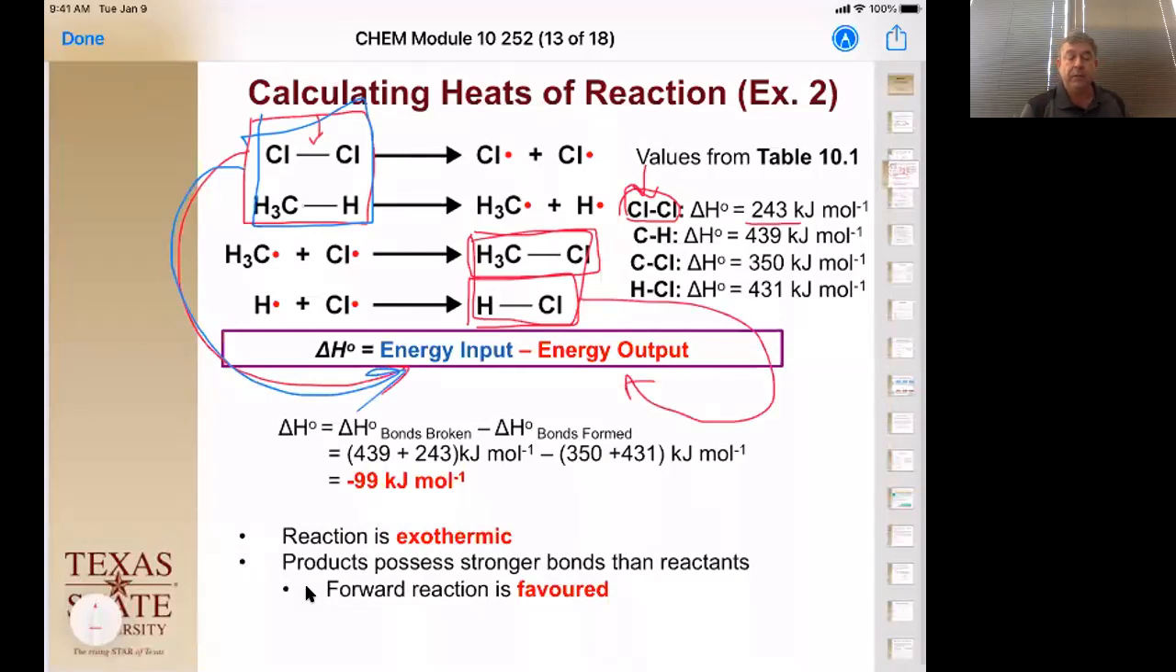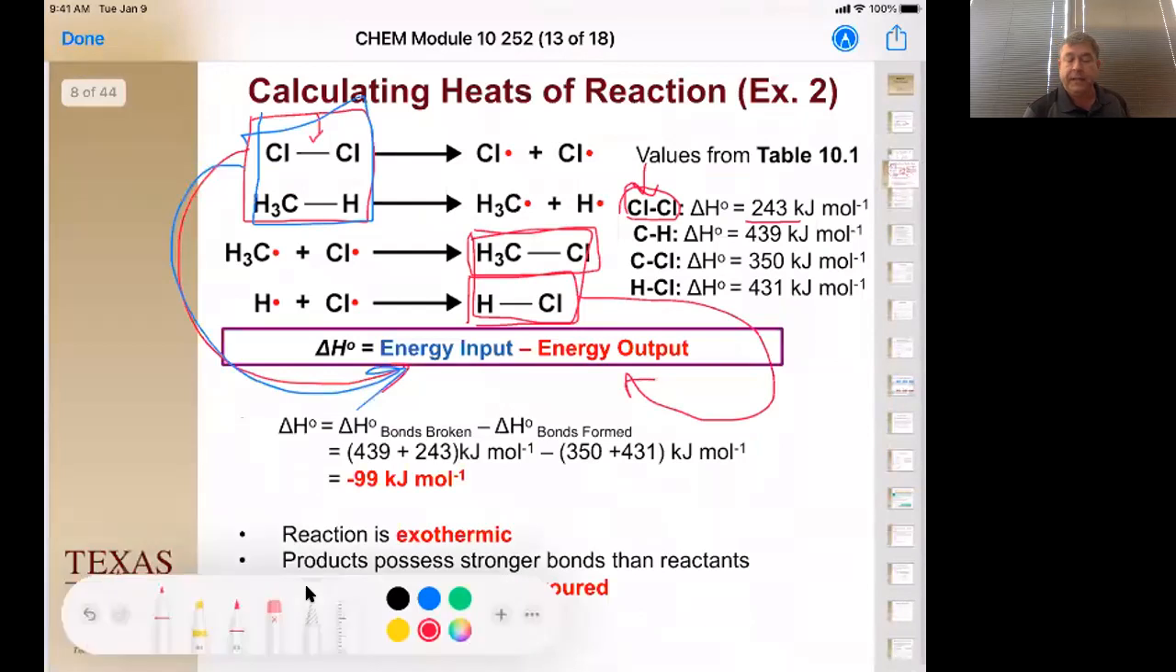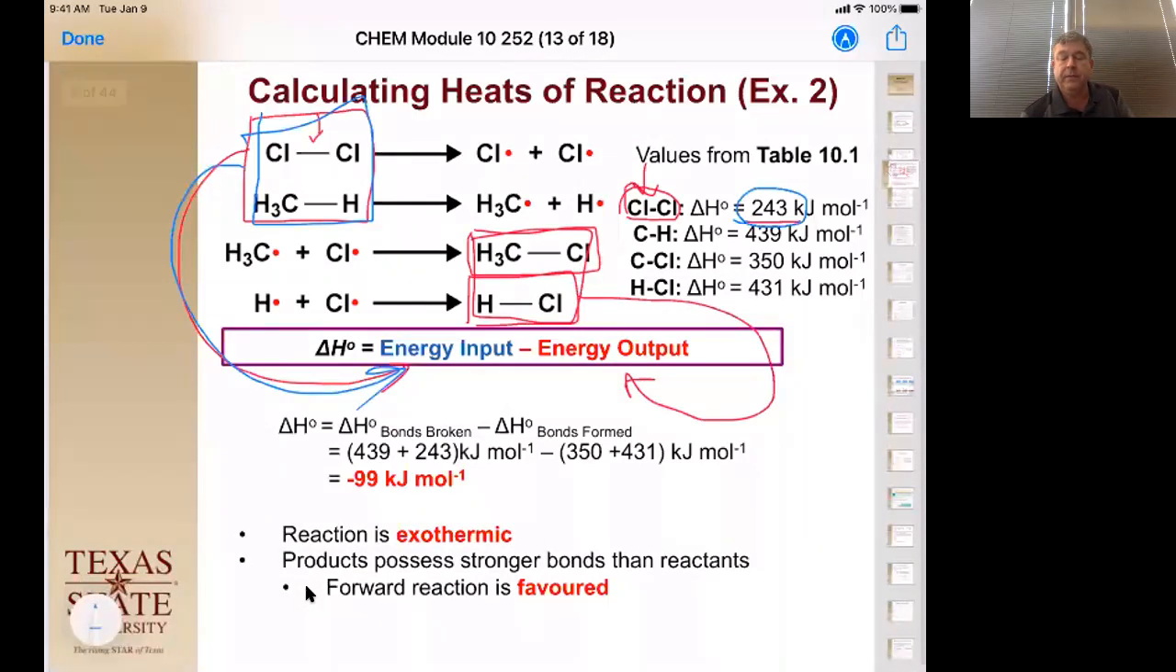Okay. So our starting materials are our bonds broken, which are right here. And that's gonna be the 243 plus the 436, which is this one right here, I'm sorry, 439. Minus the energy of the bonds we formed, which is the 350 and the 431. And when we do that math, we see that the reaction is negative by 99 kilojoules, meaning it's exothermic and it will go forward. It will make product from this reaction. If this number is positive, that makes the reaction endothermic and the reaction is not favored. In fact, if you just run the reaction and it's supposed to be endothermic, your product yield is going to be very, very low, if any at all.